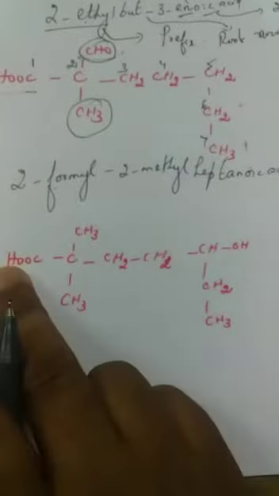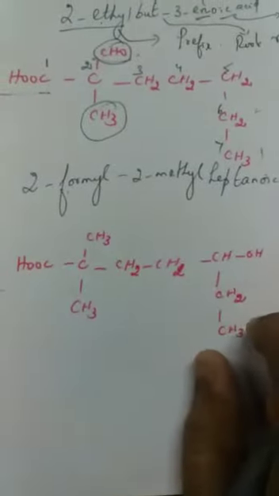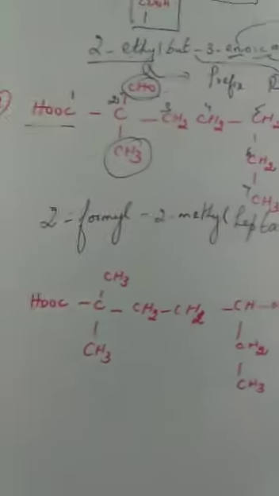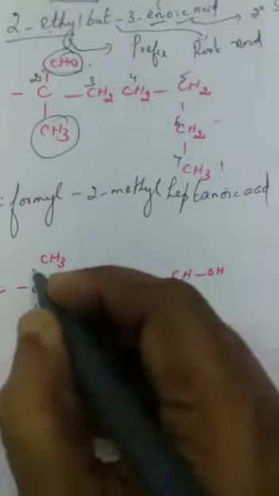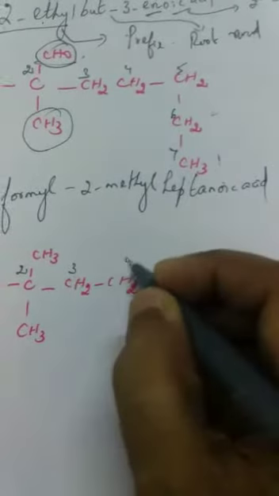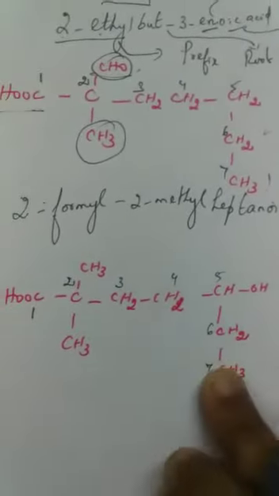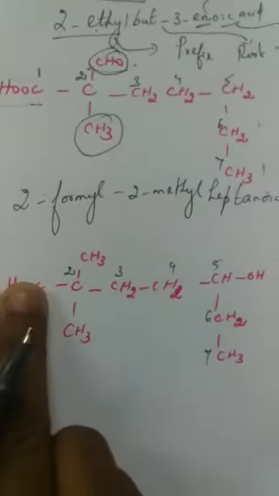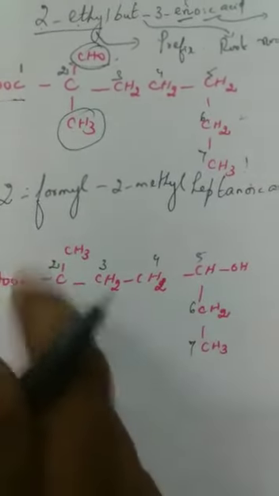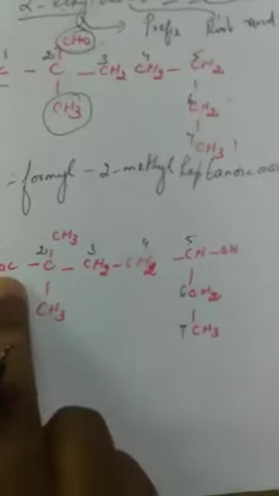Here, how many functional groups? One is an acid, another one is an alcohol. Therefore the first priority goes to which one? The first priority goes to the acid, and then the alcohol is here. Therefore first you have to number it: 1, 2, 3, 4, 5, 6, 7. If I number this side, this one has the higher priority, and 7 will be here. Therefore this one is correct.